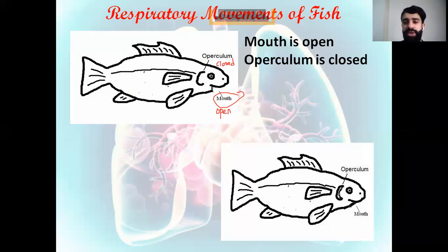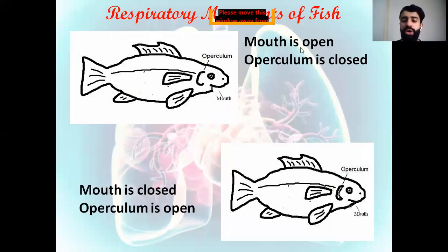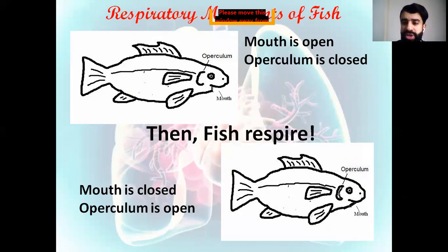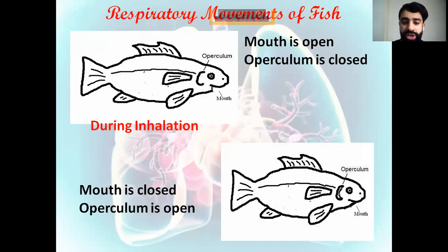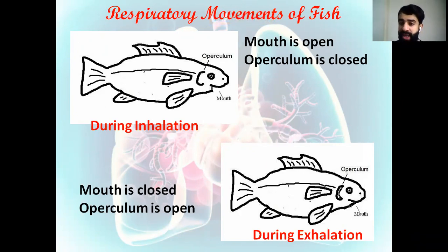The second case is the opposite. The mouth will be closed and the operculum will be open. The water will go out through the operculum, and here we're talking about exhalation. So here we have respiration of the fish. Mouth open, water enters through the mouth, and it's called inhalation. While the mouth is closed and the operculum is open, this is exhalation.